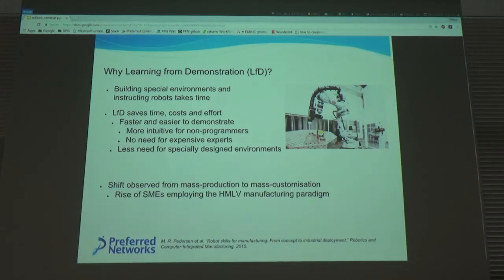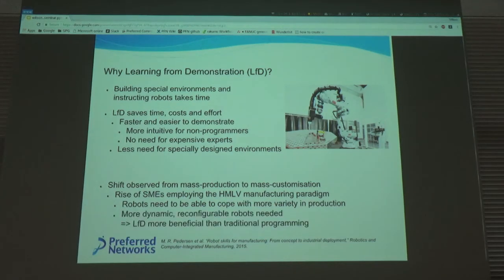This gave rise to a number of small and medium enterprises which employed a high-mix, low-volume manufacturing paradigm. I will explain in a minute what high-mix, low-volume means exactly, but the conclusion is that we need more robots that are able to cope with more variety in production. So we need more dynamic and reconfigurable robots for which learning from demonstration is more beneficial than traditional programming, where we would need to reprogram the whole thing over again for the smallest changes.